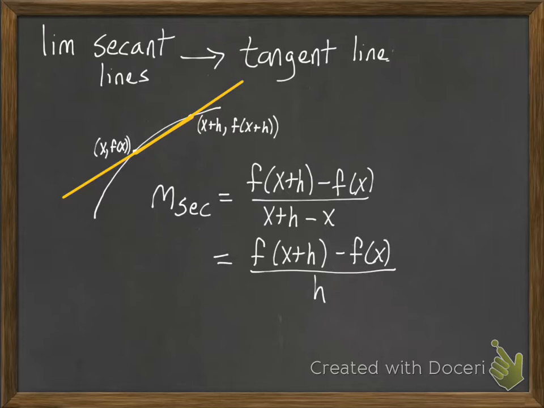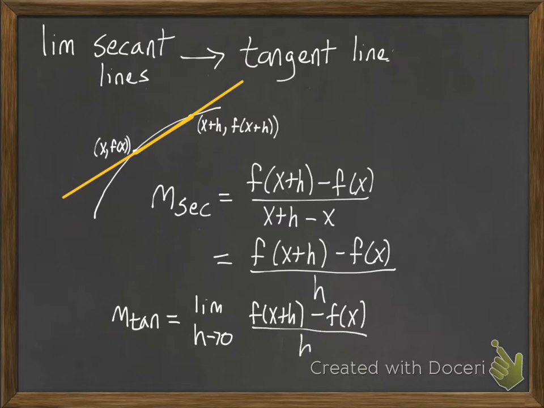So we can then finally say the slope of the tangent line is the limit as h goes to 0 of the slope of the secant lines, which is that stuff, f of x plus h minus f of x all over h. Okay, and that's the derivation of how to find the slope of the tangent line. Because this thing now, for a given function, will be some algebraic expression that we can talk about taking the limit of.